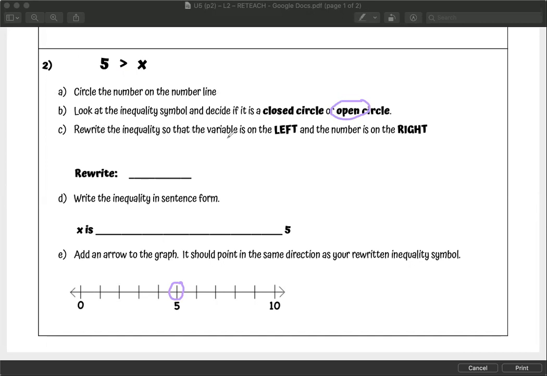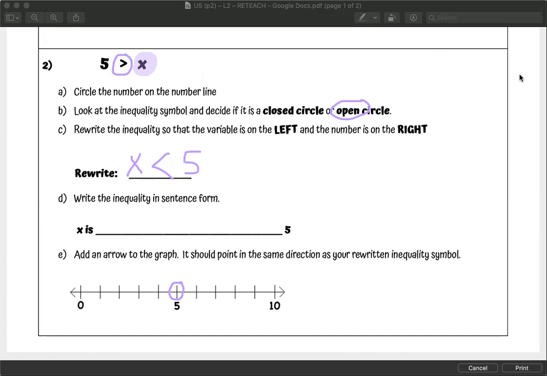Now we rewrite the inequality so that our variable is on the left side. So I'm going to highlight my variable x. Right now, it is not on the left. So I'm going to flip-flop these. I'm going to put my x on the left, my 5 on the right. But since I flip-flopped those, I need to flip-flop my sign from greater than to less than. And when you look closely, our x was originally by the little point right there. Our x is still by the little point. Our 5 was by the gap. Our 5 is still by the gap. So we just kind of flipped it around.